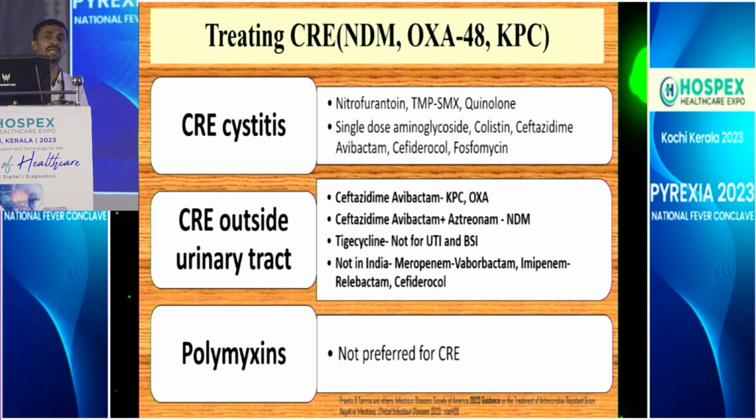Out of this, OXA will be taken care of by ceftazidime avibactam. And if it is an NDM, the drug of choice would be aztreonam. So you give a combination, even if you don't know the exact resistance mechanism, ceftazidime avibactam with aztreonam, it will work out well. There are drugs like tigecycline that could be used in carbapenem resistant Enterobacteriaceae. And the recommendations say that polymyxins or colistin are not the preferred agents in CRE, but from the practical experience, they also work relatively okay.